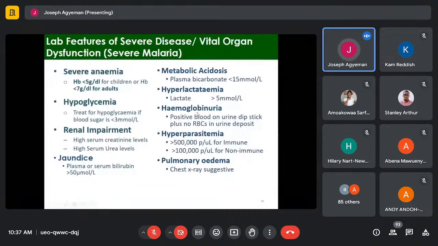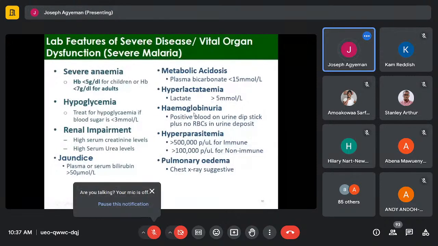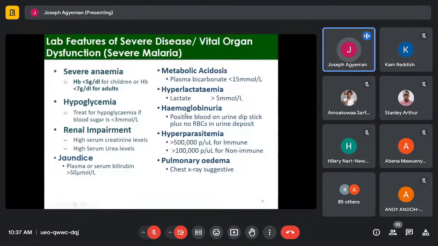Of course, the Coca-Cola-like urine, hemoglobinuria plus hemosiderin will also happen. This signifies excessive breakdown of red blood cells by the high loads of P. falciparum.